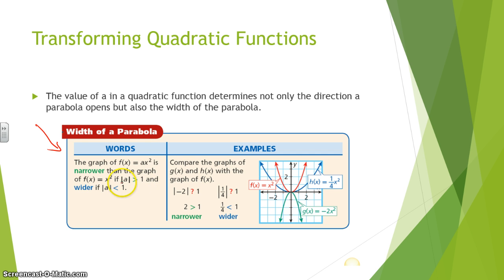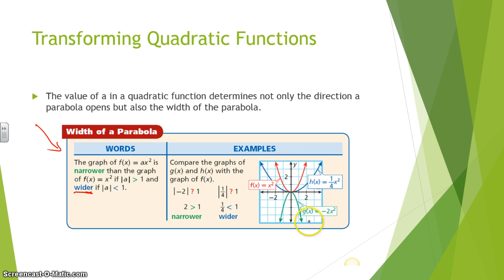So if the absolute value of a is greater than 1, your parabola is going to be narrower than it would be if the absolute value of a is less than 1. What they're doing here is looking at different graphs, and they want you to compare the graphs of g of x and h of x with the graph of f of x. So f of x is x squared, it's the red graph. Notice h of x, you have 1/4 x squared. That's the blue graph, and the parabola is much wider than the red graph of x squared.